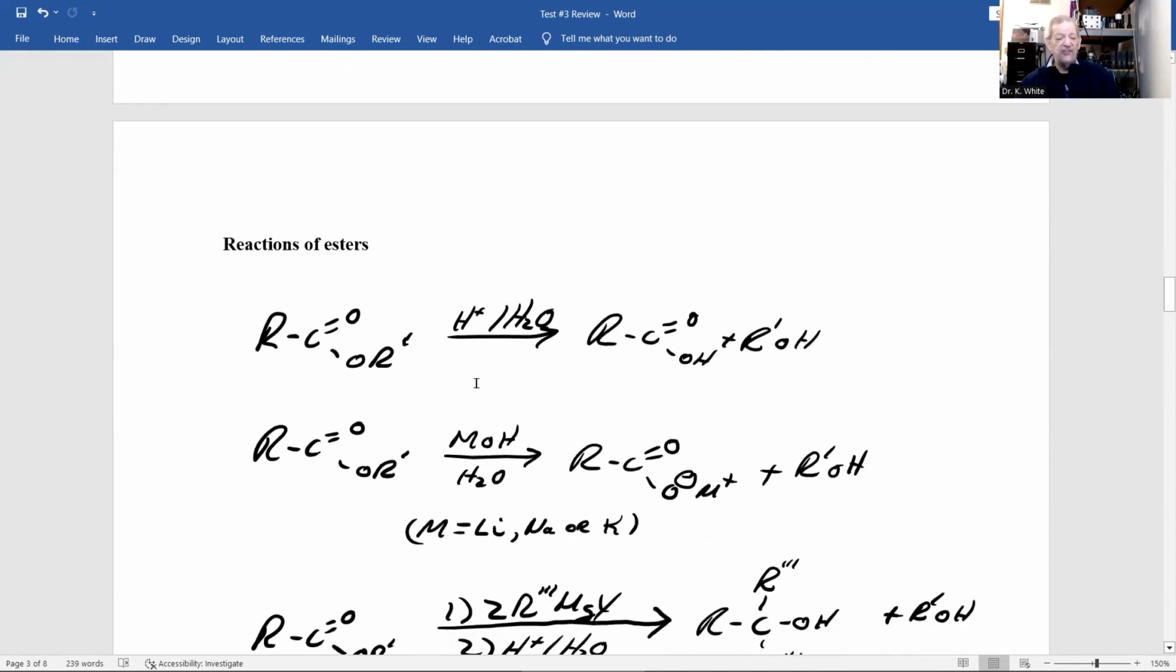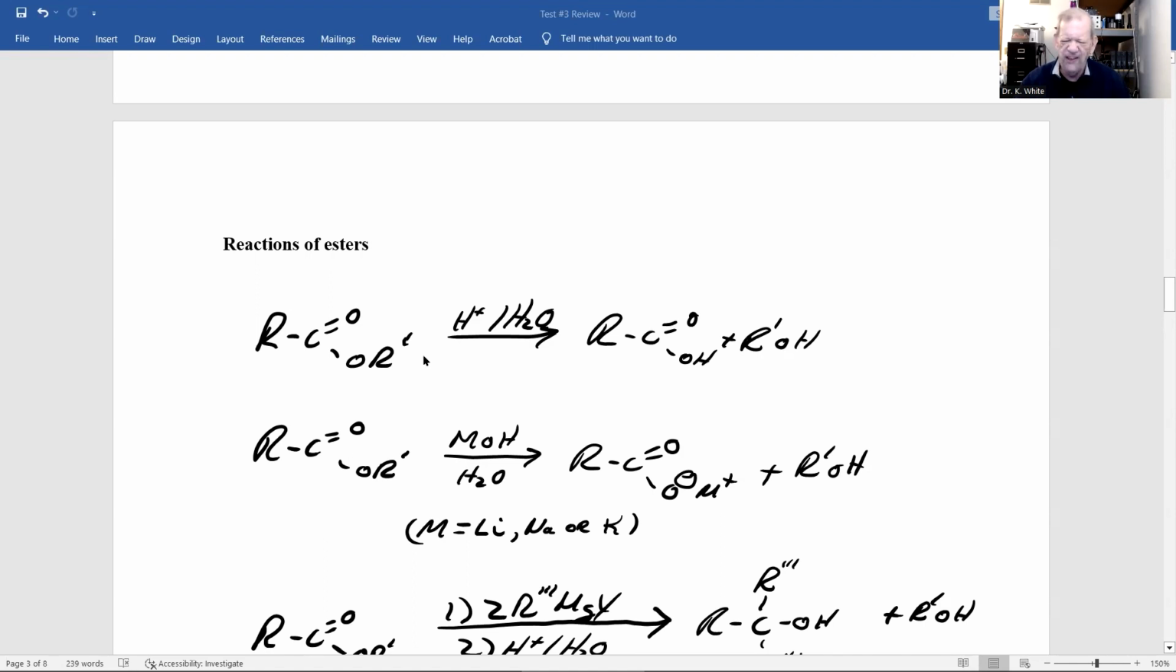Now, what can you do with an ester? Well, it turns out this reaction right here, acid hydrolysis of an ester, H plus and water, you get back the carboxylic acid and the alcohol you would have used to make that ester. And we'll learn later on, this reaction is how your stomach breaks down fats and oils.